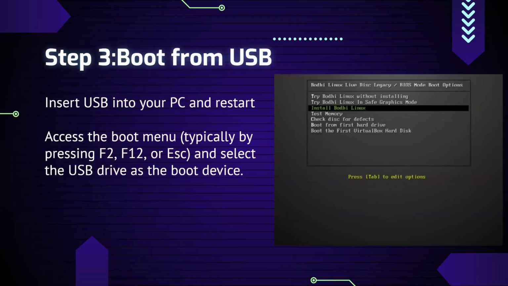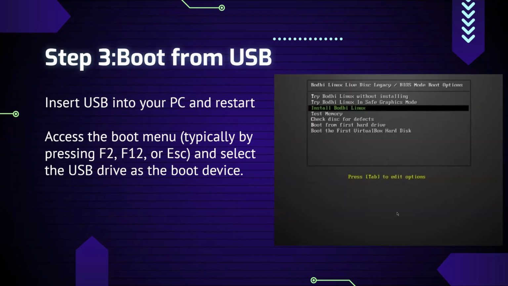Third is to boot from a USB. Insert the USB into your PC and restart it. Access the boot menu, typically by pressing F2, F12, or Escape, and select the USB drive as the boot device.